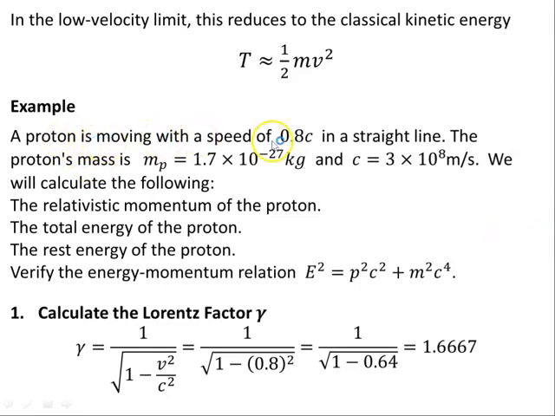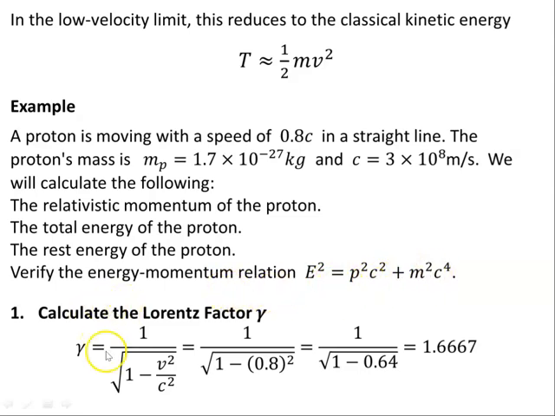Now, a proton is moving with a speed 0.8, 80% the speed of light, in a straight line. The proton's mass is 1.7 times 10 to the minus 27 kilograms. c we take as 3 times 10 to the 8 meters per second as an excellent approximation. We will calculate the following: the relativistic momentum of the proton, the total energy of the proton, the rest energy of the proton, and then we'll verify the energy momentum relation, this one here.